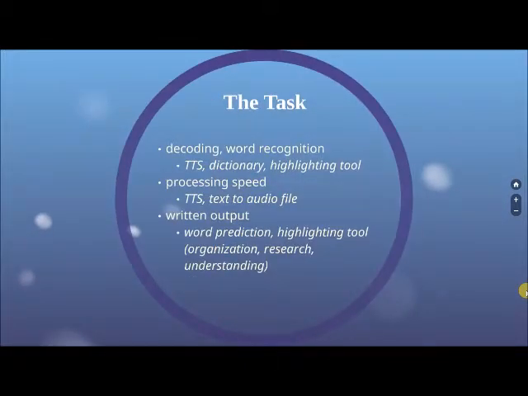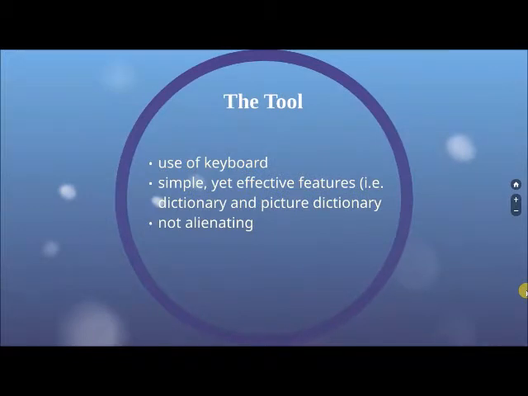This AT will assist Ben in 3 main areas: decoding and word recognition, processing speed, and written output. To help with reading, Ben can use Read and Write's text-to-speech, dictionary, and highlighting tool. The text-to-speech and text-to-audio file may help with Ben's processing speed by providing bimodal stimuli. Ben can also work on his written output by using word prediction and the highlighting tool for organization, research, and understanding. When not using the text-to-speech feature, Google Read and Write allows Ben to type his work rather than write it out by hand, and typing is something Ben already excels at, so there would be little need for training here.